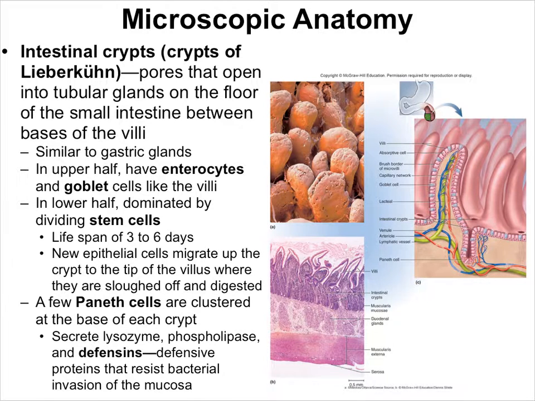After each villi, if you see here, this is a villi, note that there's this little dip down after it. That's called an intestinal crypt, or a crypt of Lieberkühn. These are pores that open into glands on the floor of the small intestine that are in between villi. So, like, you would have a villi that goes up, a crypt that goes down, and then another villi that comes up after it. So you're going to find these little pits in between the villi.